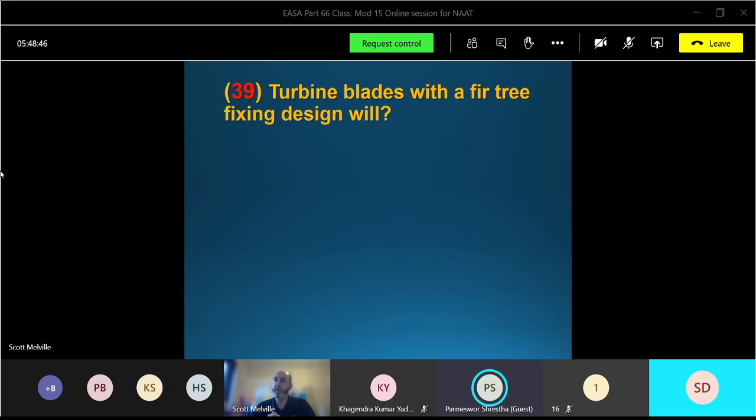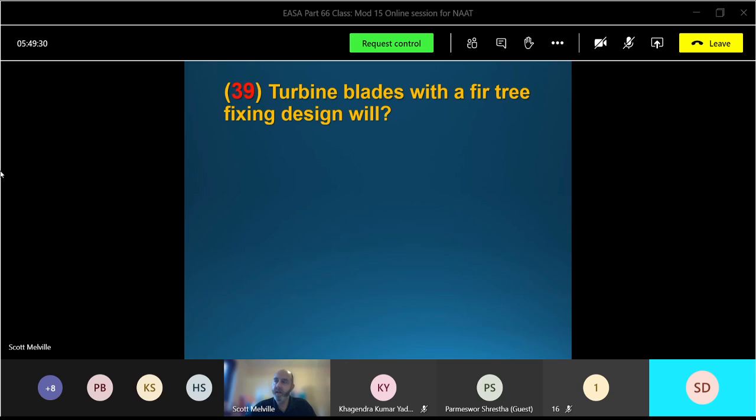Turbine blades with a fir tree fixing design will do what? I can't remember if I mentioned this. Well, I sort of did mention it. So, what's the purpose of the fir tree design? Why not just have one big slot? We've got a fixture like a Christmas tree, but why not just have one slot to slot the turbine blade into the disc? Why do we make it look like a tree? What was the purpose of that? Anybody remember?